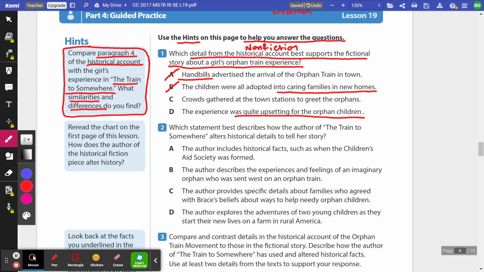These children were orphans and they were being shuttled from the city that they knew to a whole new area. They were being displayed on stage and people were adopting them. They didn't always go to happy homes. So that could be quite upsetting.